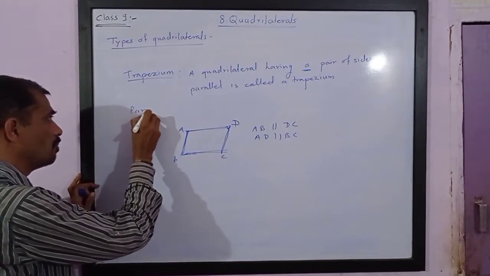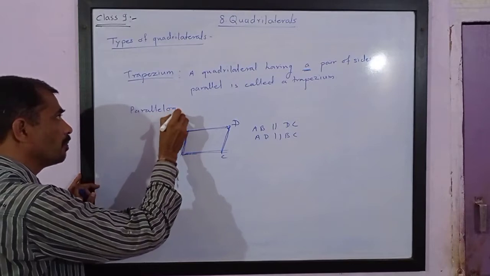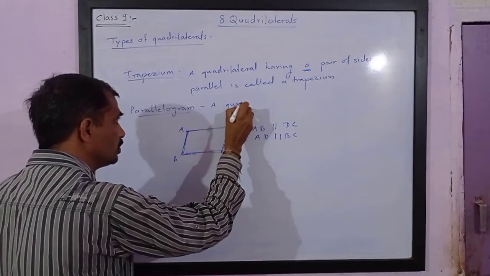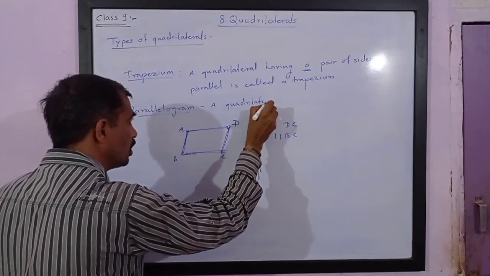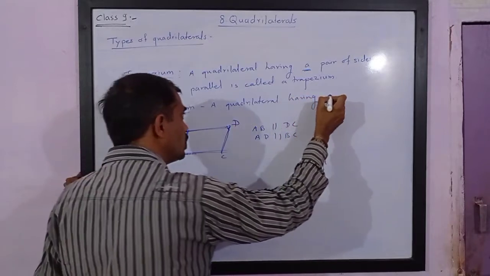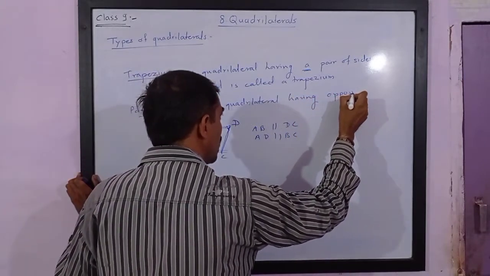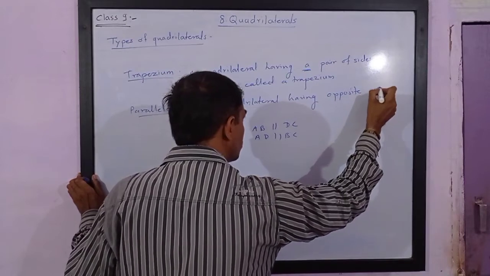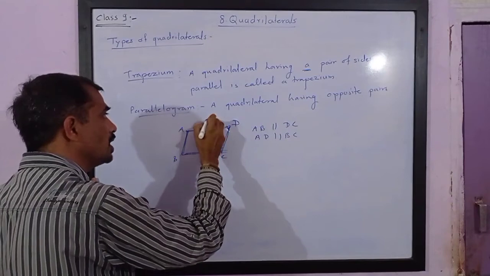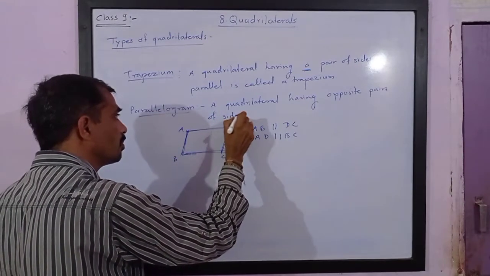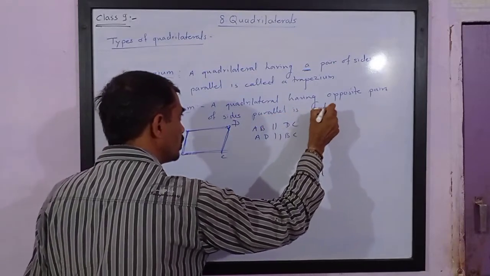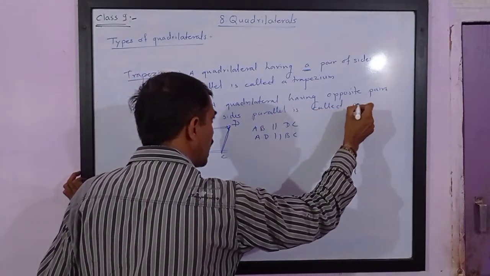So a parallelogram means a quadrilateral having opposite pairs of sides parallel, or you can say both pairs parallel, is called a parallelogram.